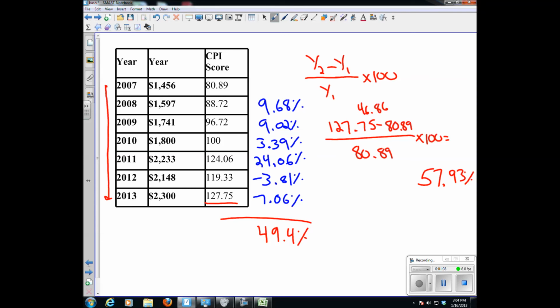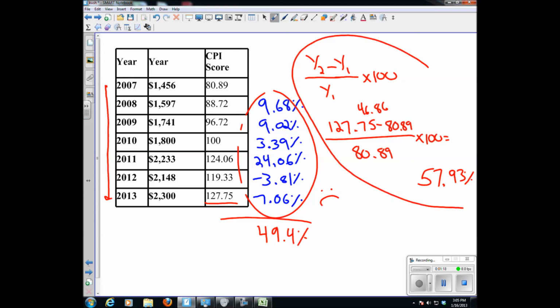So when you're trying to determine the inflation rate over a longer period of time or over more than just 2 sequential years, you still have to use the formula. Summing these up is not going to give you the same answer as actually applying the formula that we've gone over the last couple of videos. This is the actual inflation rate during that period.